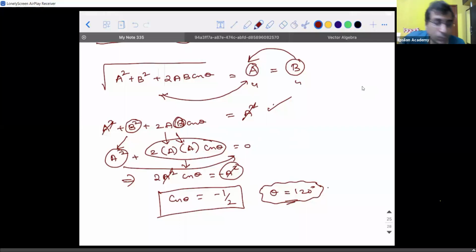So that's why theta is equal to 120 degrees. If everybody has made a note of it, can I move on to the next problem? Shall I move on? Yes, sir.